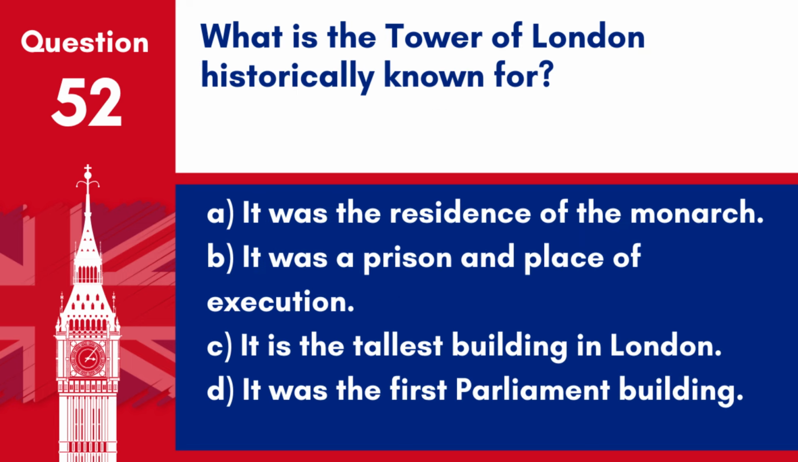Question 52. What is the Tower of London historically known for? A. It was the residence of the monarch. B. It was a prison and place of execution. C. It is the tallest building in London. D. It was the first Parliament building. Answer B. It was a prison and place of execution. The Tower of London has served various roles, including as a royal residence, but it is most famous for being a prison and the site of numerous executions.